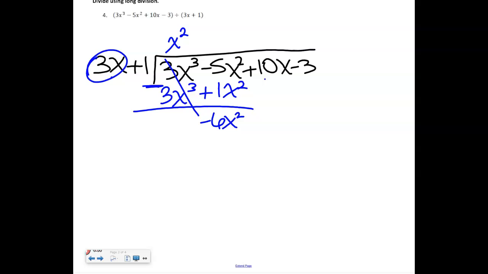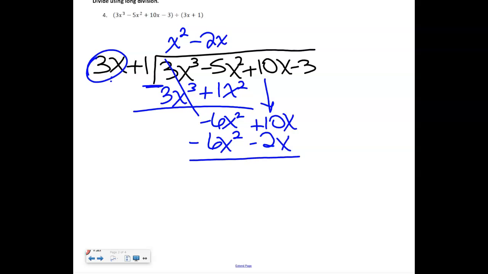All right, so now I'm bringing down the 10. And we're starting this process again. Okay. So now this time, how do I make 3x into negative 6x squared? 2x, but it needs to be negative 2x. Negative 2x. So now again, watch out for your sign. I'm just multiplying by negative 2x to everything. So now I have negative 6x squared minus 2x. I'm subtracting.